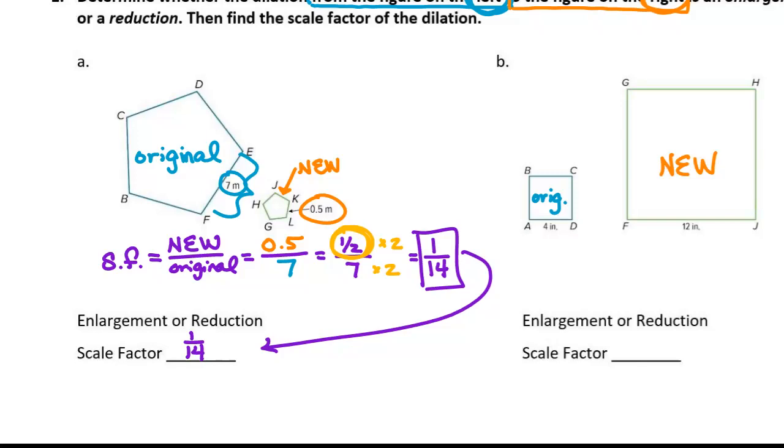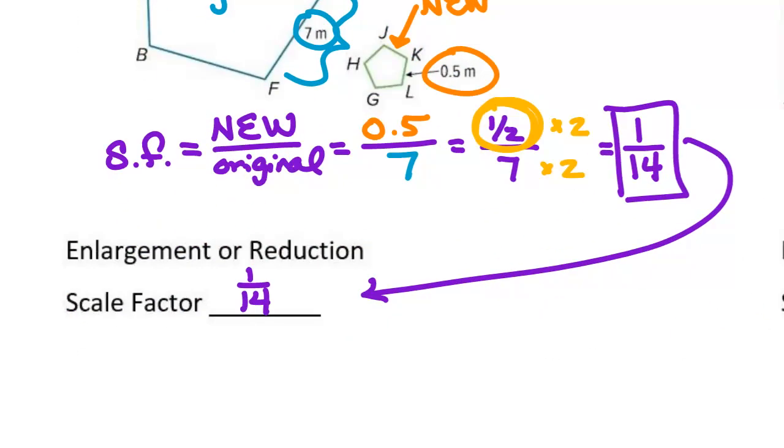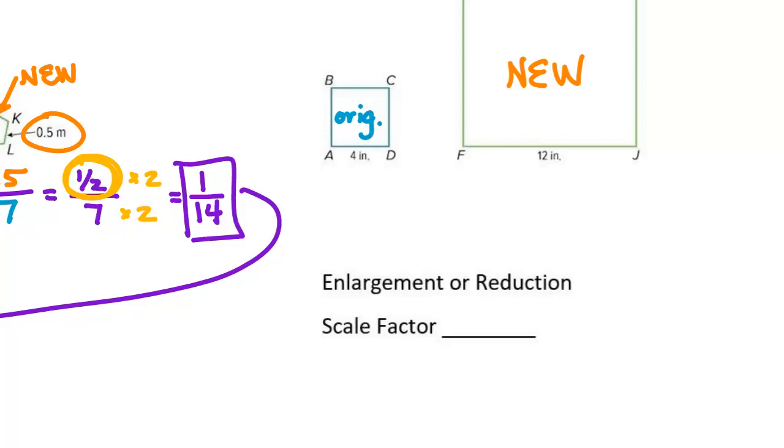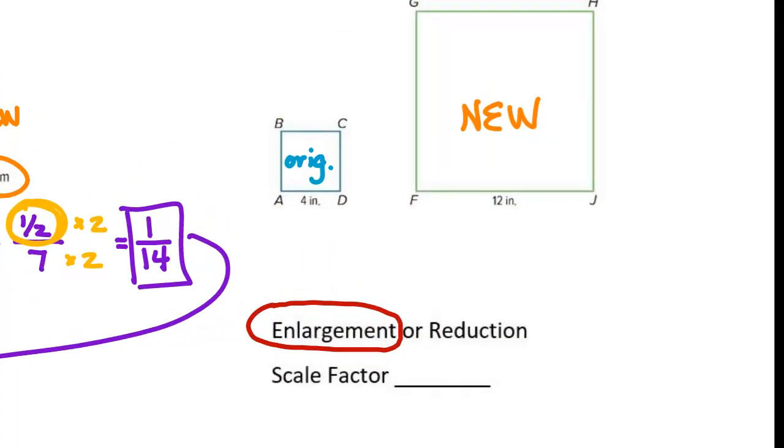Is this an enlargement or a reduction? This is a reduction. My original one is bigger. The new one is smaller, so this is a reduction. What about part B? Is that an enlargement or a reduction? Enlargement. Sorry, the original one is smaller and the new one is bigger, so that's an enlargement.